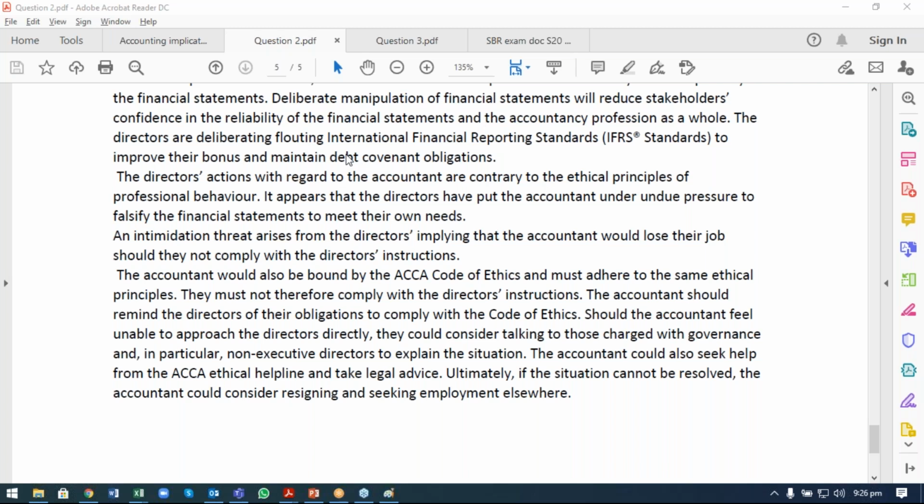Remeasurement component in case of winding up of the company: recycle to profit and loss, or directly transferred to retained earning. What would be your expectation from this? I believe it should be directly transferred to the retained earning. It should not be moved to the profit and loss account. It should not be recycled to profit and loss account. It should be directly transferred to retained earning. That's what I understand.